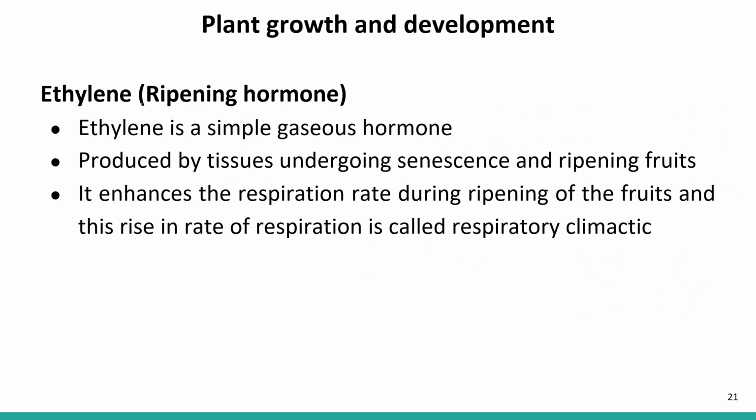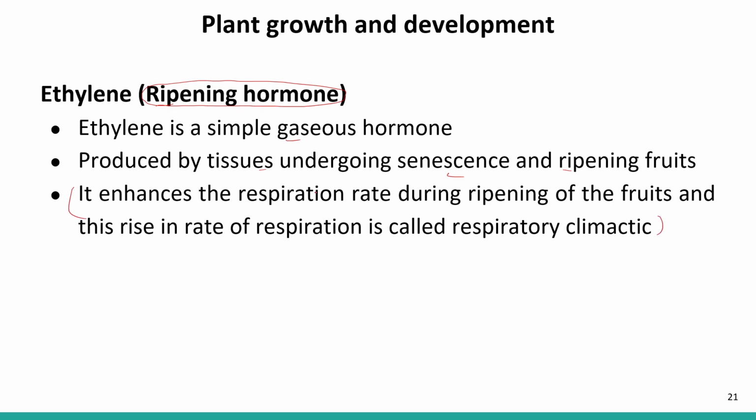Now let's talk about ethylene. So ethylene is also known as the ripening hormone. Why? Because it helps in the ripening of fruits. Okay, so it is a simple gaseous hormone produced by tissue undergoing senescence and ripening fruits. And this you have to remember.